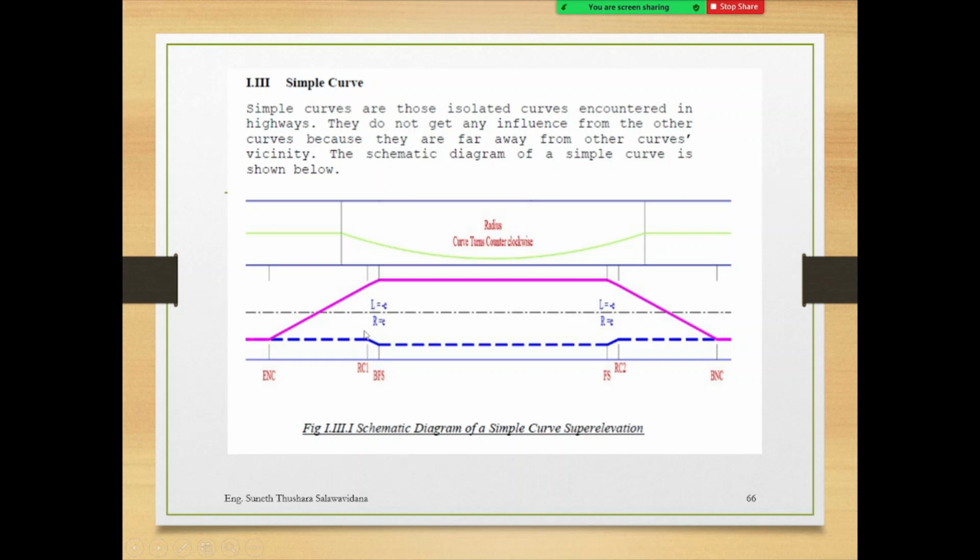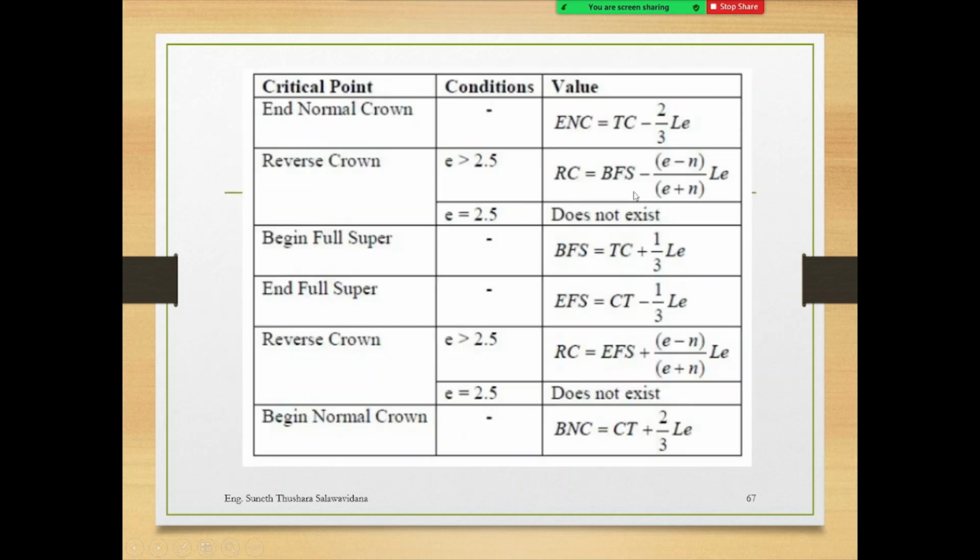Here can you see that the super elevation starts reversing here. That is why it is called reverse. And here begin full super elevation. That is why it is called begin full super. Here it should be EFS, right? N full super, N full super elevation. Here again reverse crown. And then here begin normal crown. So all the equations are there.